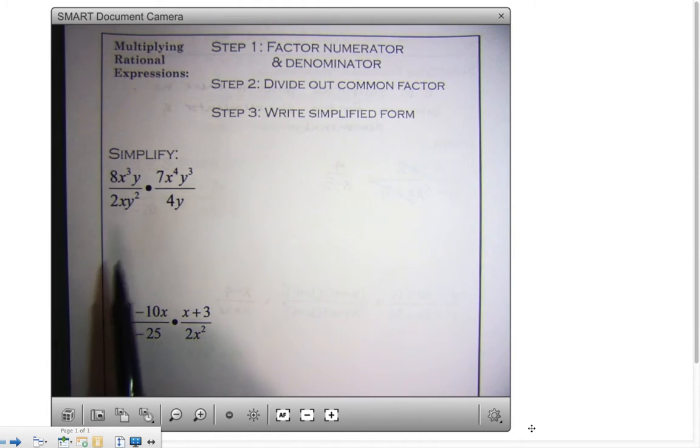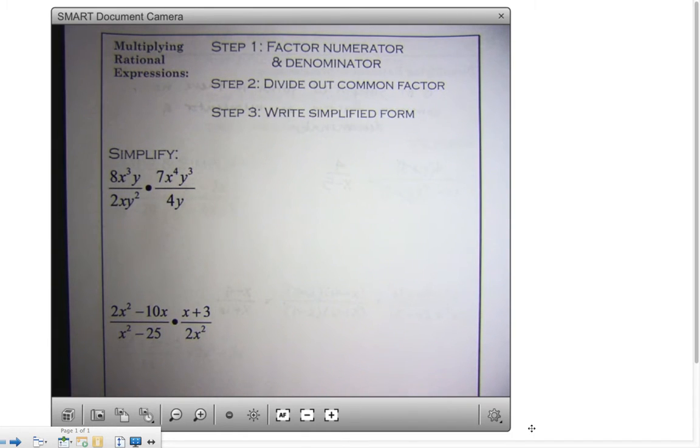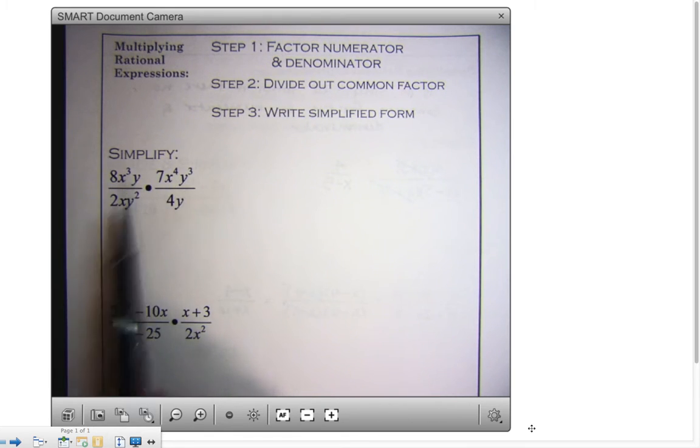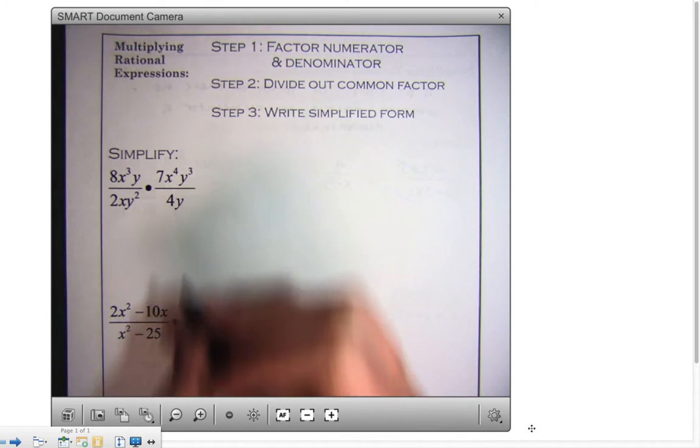So notice here I have a rational expression multiplied by a rational expression. In this first case, there's nothing to factor. They don't have anything in common. I can't factor 8x cubed y. Nothing to do there, or in any of the numerators and denominators. So I'm just going to start out on this one by just multiplying the fractions, which means I multiply the top times the top and the bottom times the bottom.